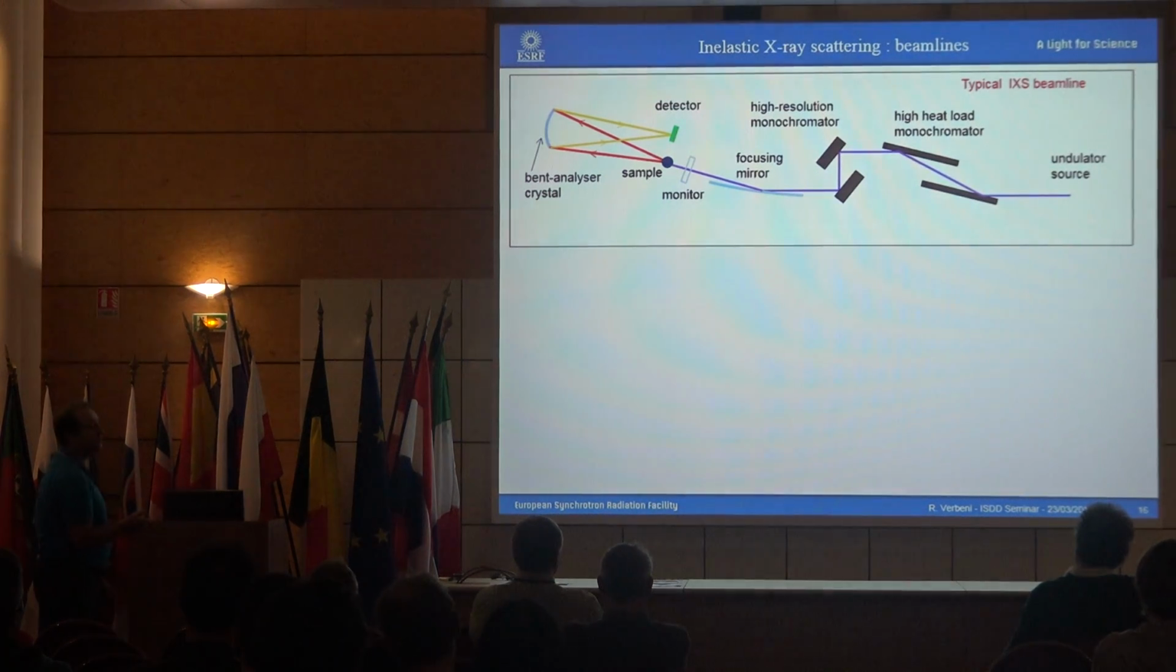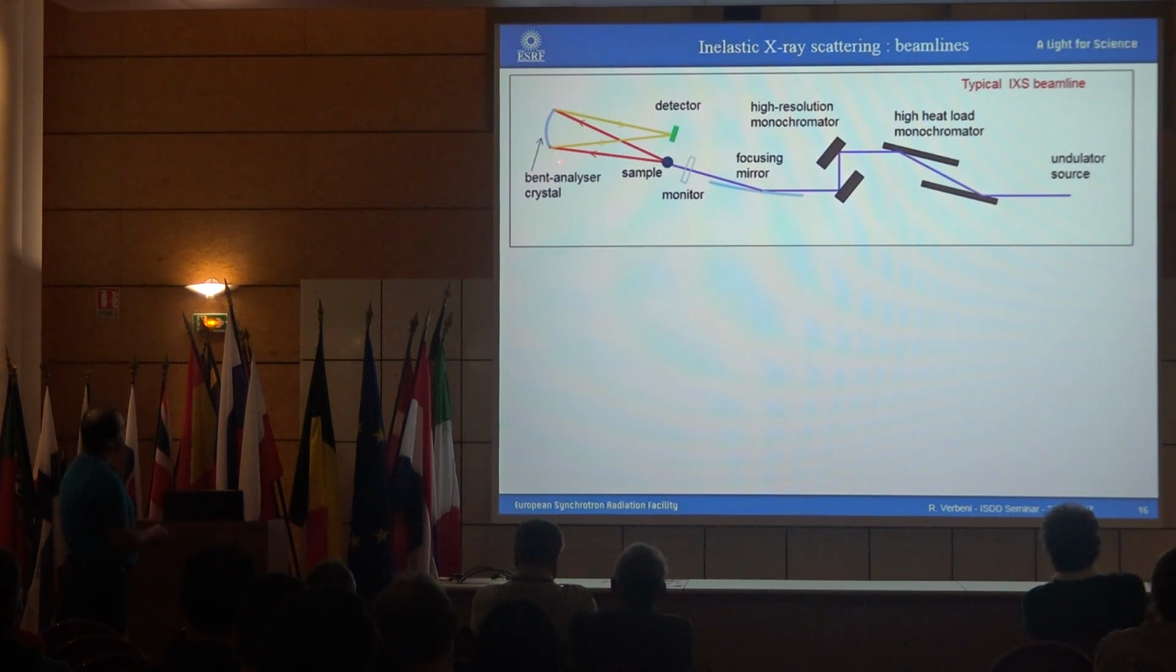Where do we use these analyzers? We use analyzers for spectroscopic reasons, basically in an inelastic scattering beamline. This is a layout of a typical inelastic scattering beamline, where you have a high heat load monochromator. Very often you have a high resolution monochromator here, a mirror, a focus on the sample. The radiation scattered by the sample is collected with these bent analyzers. It is refocused on the detector.